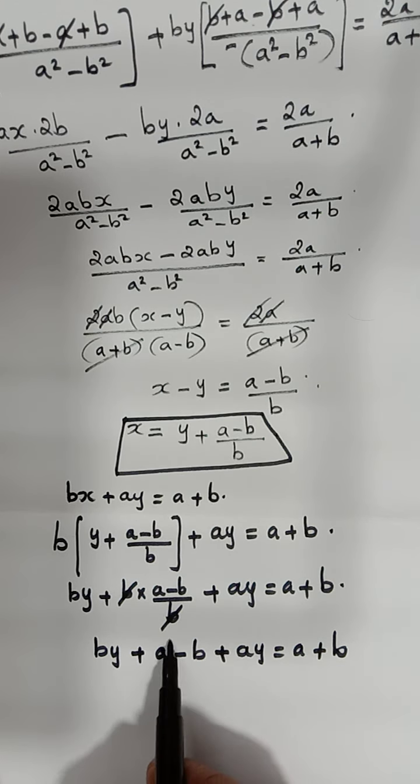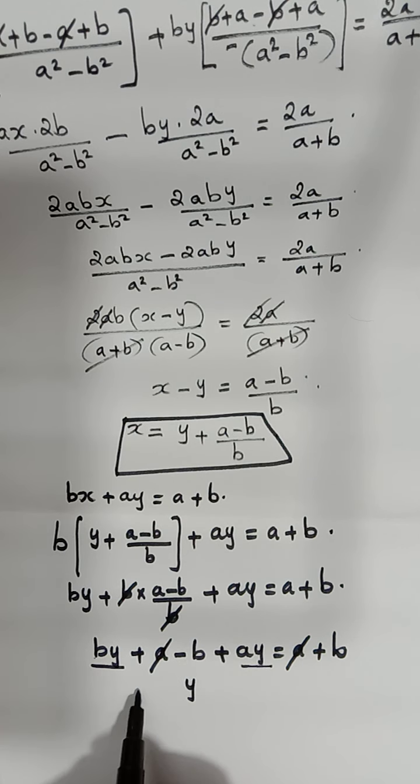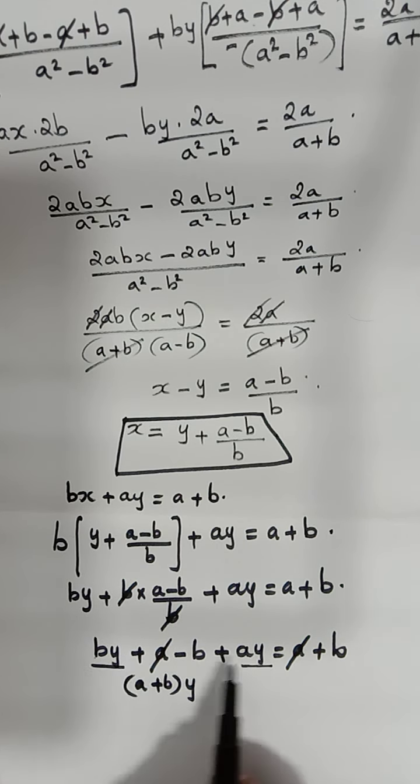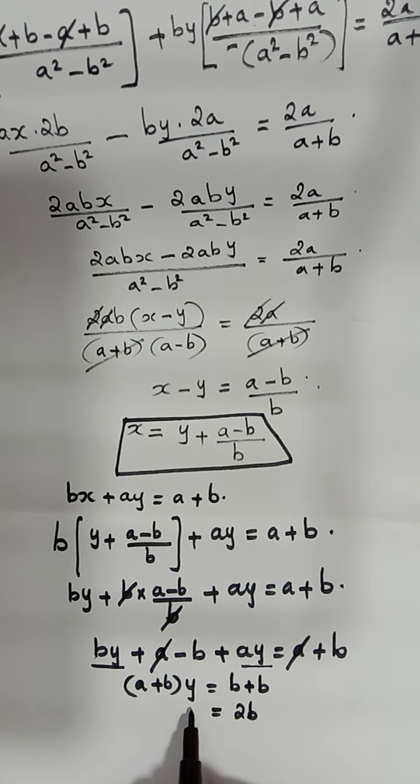Positive a getting cancelled. Here y is common. Take out y. Inside we have a plus b. b plus a is same as a plus b. Okay. Left side we have taken this minus b to the other side, it becomes b plus b. Already one b is there, so b plus b is 2b. So our y will become, y into a plus b divided by a plus b. So we got y value now, 2b by a plus b.